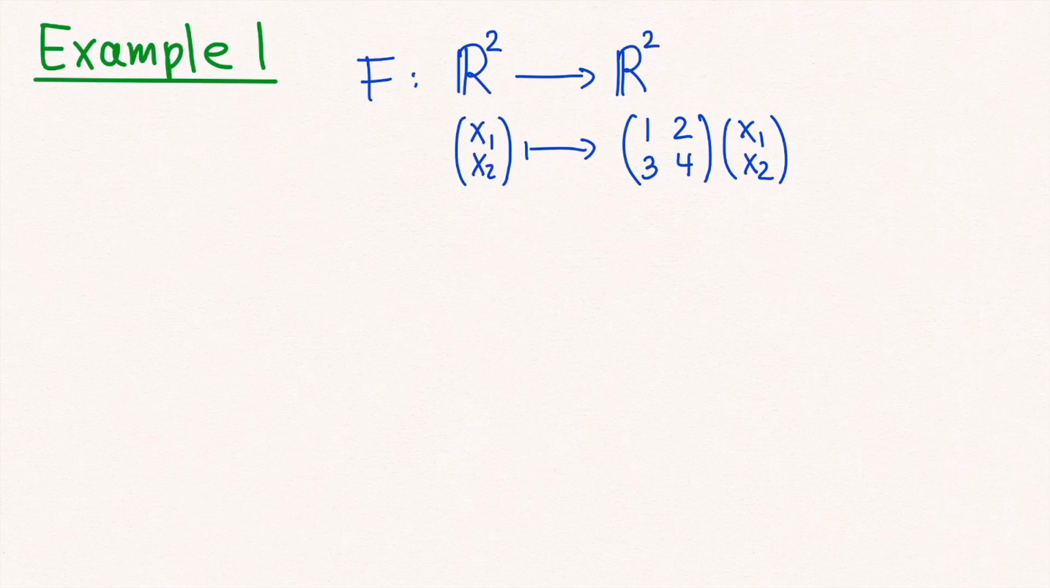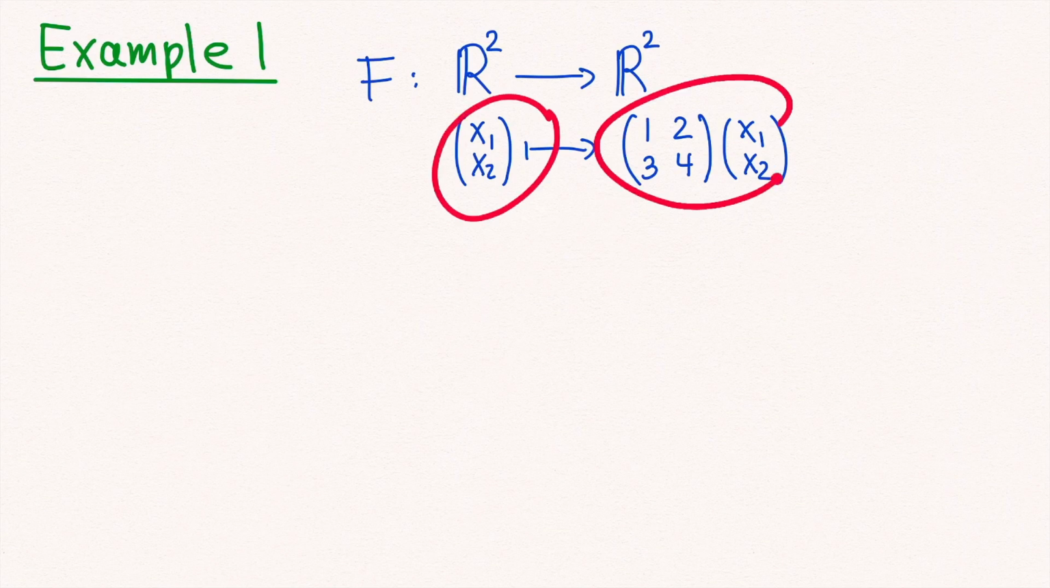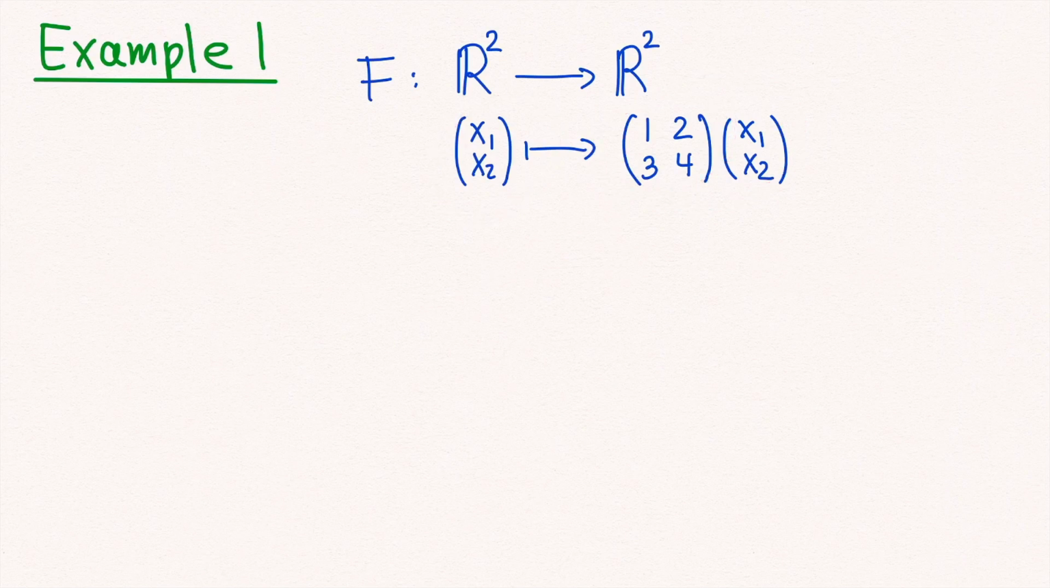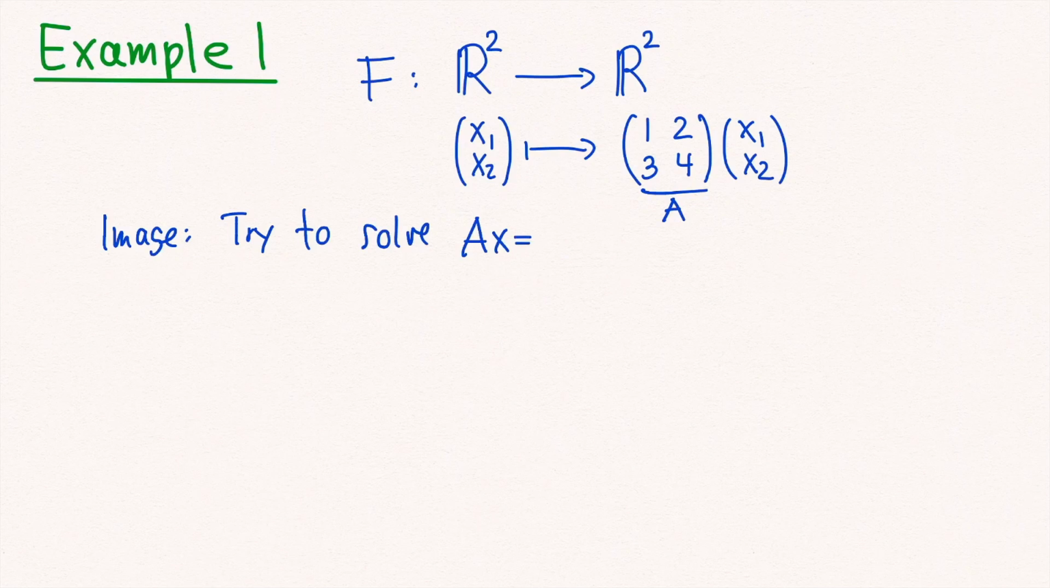So we start with this simple example, which is a linear map from R2 to R2, which sends this vector x1, x2 to multiplying with this matrix. And now we want to calculate the image. So we try to solve: maybe first let's give this matrix a name, A. And we want to solve Ax equals y for some given y, which is y1, y2.